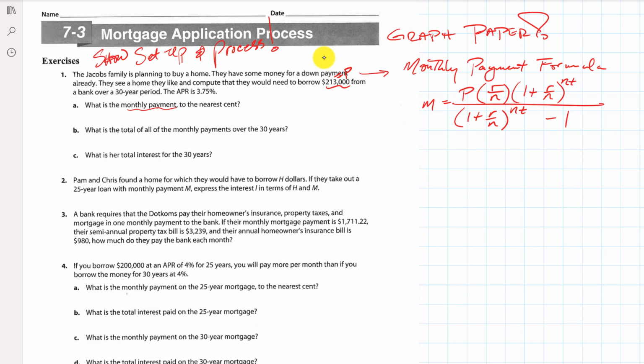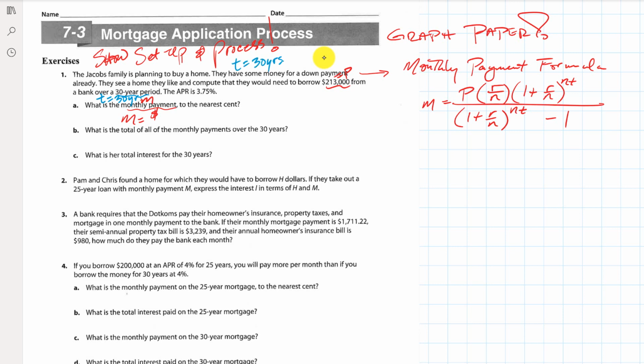Okay, so let's set this up where M stands for the monthly payment. So it's going to be equal to some dollar amount here in a minute. And we've got to round it to the nearest cent, it looks like. So let's reread the problem here. I know from the problem that the principal is $213,000. It's for a 30-year period. So T is for 30 years. Okay, so T equals 30 years.